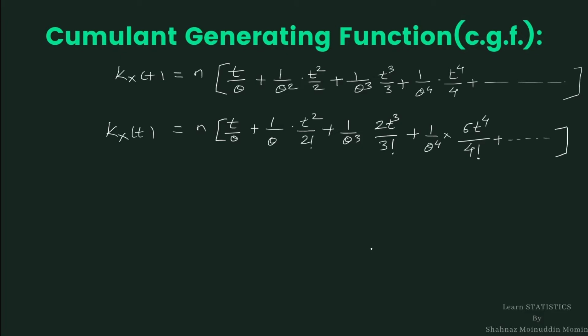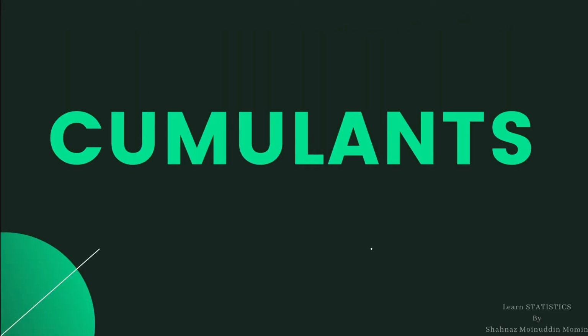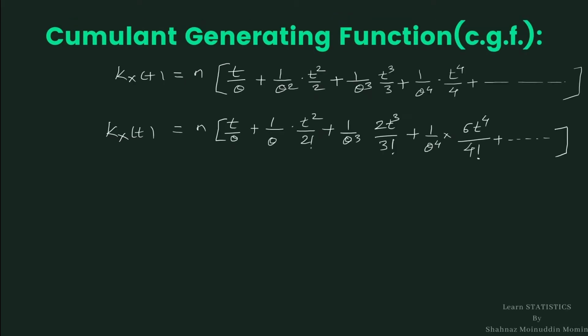Now we shall start with cumulants of gamma distribution. Hence the cumulants of gamma distribution. We know that the first cumulant K1 is equal to the coefficient of t in the cumulant generating function K_X(t). We will find the coefficient of t. Look at this expression. Here the coefficient of t is n upon theta.